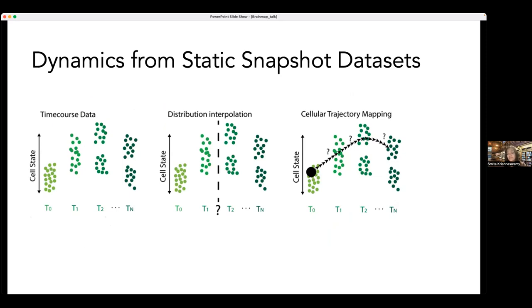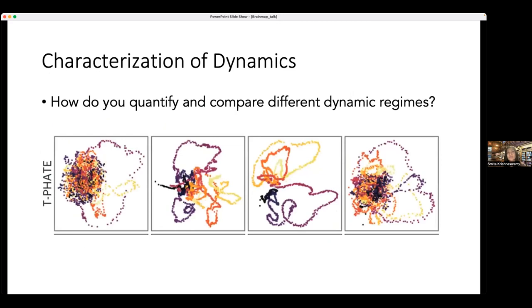And then once we get the continuous dynamics, we want to characterize the dynamics, because often it's these dynamic changes in cellular state or signaling states that confer signatures of disease, and that can actually be quantified. So here is T-PHATE, or temporal PHATE, which is a method we developed adapting PHATE to the temporal dynamic setting that shows you different kinds of dynamics.